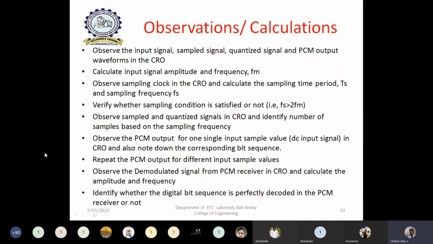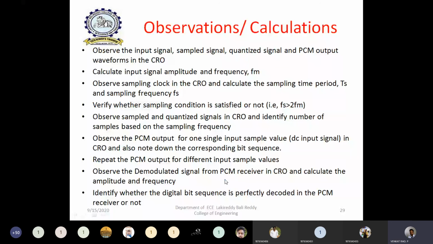And then we need to verify whether the sampling condition is satisfied or not, that is, whether fs is greater than 2fm or not. Next, observe the sample and quantized signals in the CRO and identify how many samples are generated. The number of dots in the sample output indicates the number of samples. You can also calculate the number of samples. And observe the PCM output for one single input sample value, that is from the DC signal, in the CRO, and also note down the corresponding bits. And repeat the PCM output for different input sample values. You need to observe the PCM output not only for a single DC value, but for a number of sample values like 2 or 3.